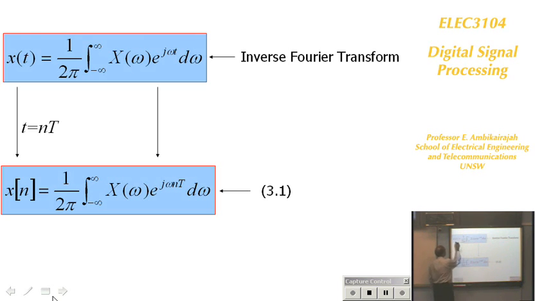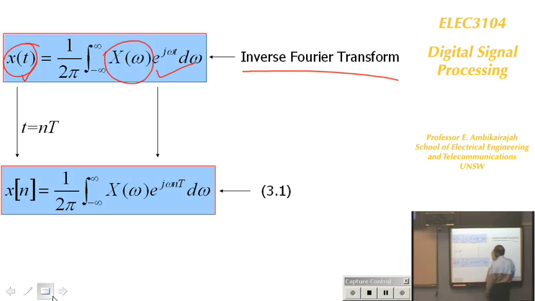Let's look at it. If you have an analog signal x(t), and if you want to get the analog signal from a Fourier transform, this is the formula you use. It is called the inverse Fourier transform. And for digital signal also, we can obtain the discrete time signal. How do you get the discrete time signal? You substitute t equal to nT. So wherever t, you substitute nT there. And I'm going to derive a formula from your analog Fourier transform into digital format. So this is your equation now, you get a new equation.